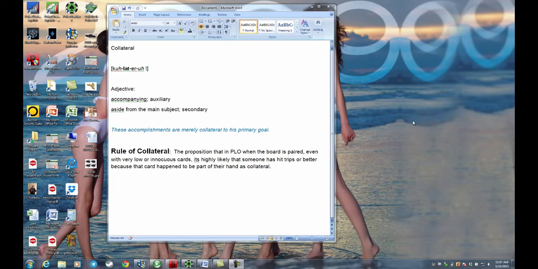Well, the rule of collateral is the proposition that in PLO, when the board is paired, even with very low or innocuous cards, it's highly likely that someone has hit trips or better because that card happened to be part of their hand as collateral. So for example, somebody has ace, king, jack, 4 suited to the ace. They're going to play the hand despite the fact that that 4 is a dangler sitting in the hand. A 4 is a collateral card in this sense.